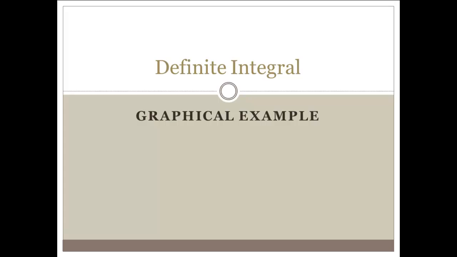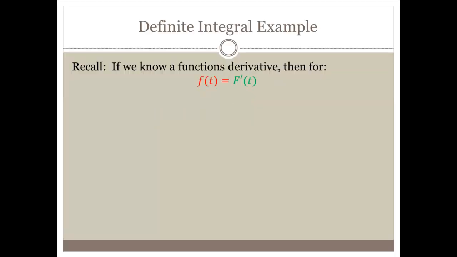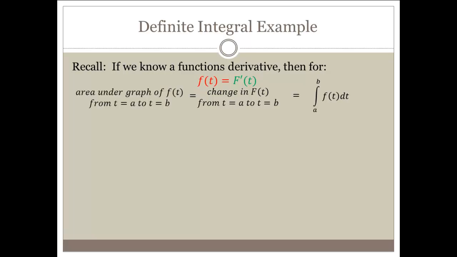In this video, we will look at an example where we compute the definite integral graphically. Recall, we found that if we know a function's derivative, that is, capital F prime equals little f of t, then the change in capital F from t equals a to t equals b is the integral from a to b of f of t dt. And we earlier found that this is also the area under the graph of little f of t from t equals a to t equals b. We will use this in our example.